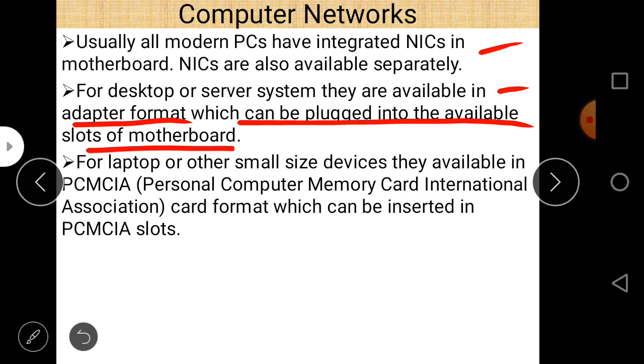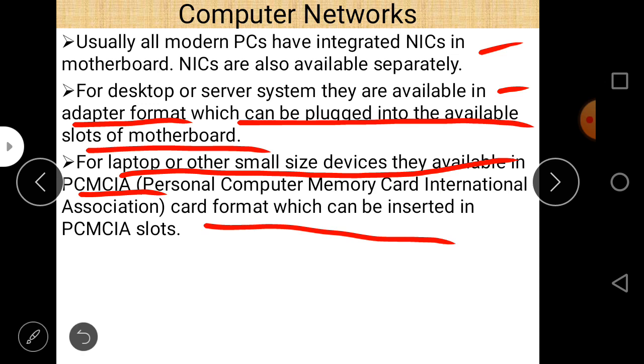And for laptops or all small size devices, they are available in PCMCIA, Personal Computer Memory Card International Association card format, which can be inserted in PCMCIA slots. So for desktop systems, it is available in adapter format, while in laptop systems it is available in PCMCIA card format, which refers to the Personal Computer Memory Card International Association.